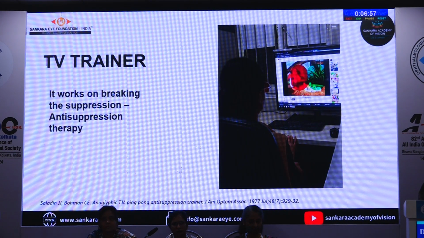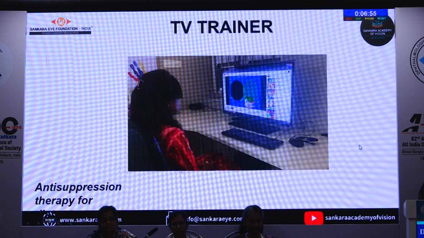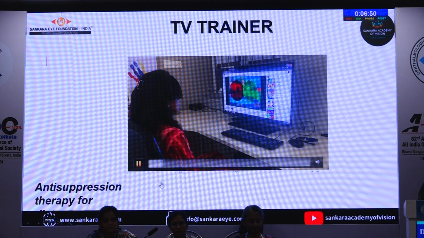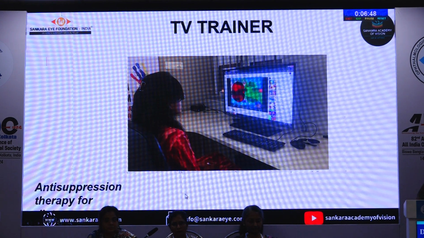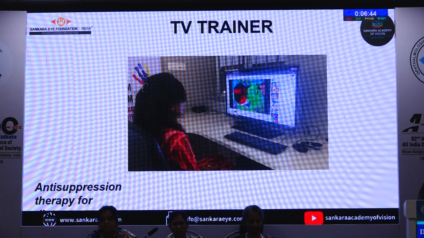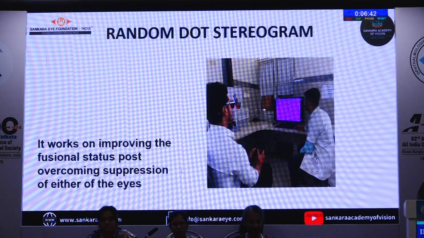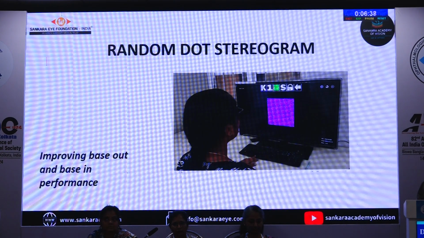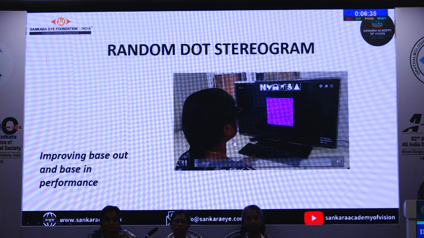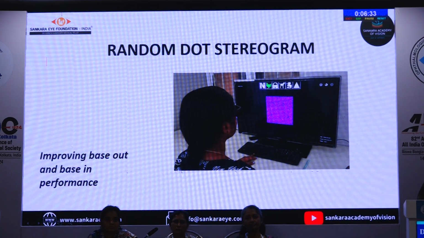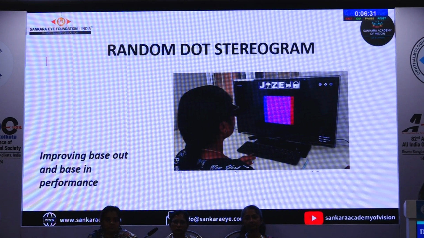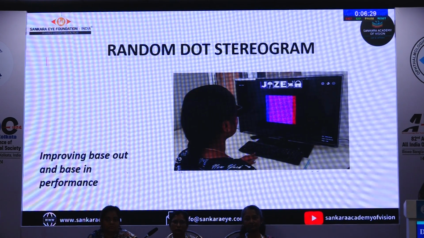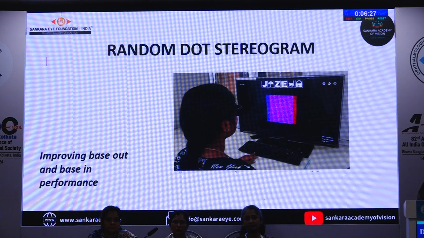Then we also use some amount of TV trainers. This again works in terms of anti-suppression. Again, you look at the image with one eye being occluded with an image and through the filter, so automatically the person sees better. We've done stereopsis both for distance as well as for near. Again, here you can see this person, she's just clicking on the images that she sees, and gradually over a period of time the more evolved stereopsis can be measured.